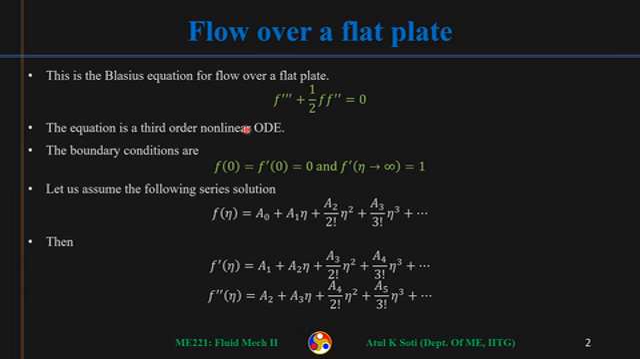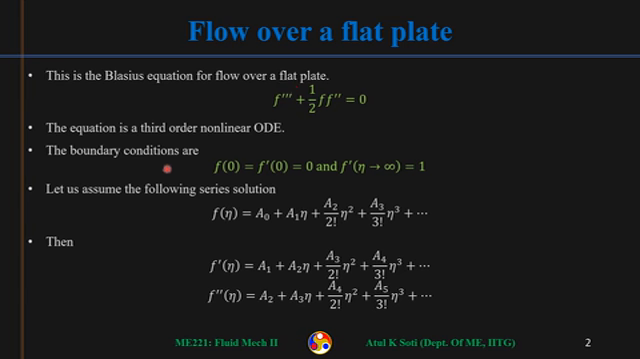So this is a third order nonlinear ODE, and this Blasius equation is subjected to the following boundary conditions: that f at eta is equal to 0 and f prime at eta is equal to 0 are both 0, and f prime as eta tends to infinity should be 1. These are coming from boundary conditions for flow over a flat plate. Okay, so we need to solve this.